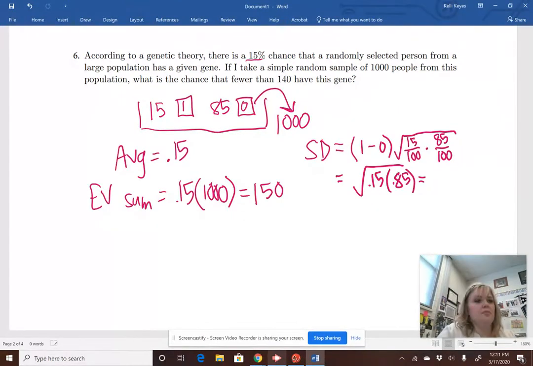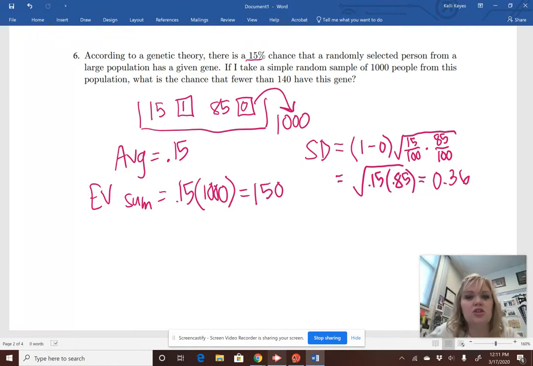Should be probably like 0.3 or 0.4 is my guess. Let's see. 0.36, I guess, if we round. Okay, so 0.36 is the SD. So that's a lot faster than putting in 15 ones in a list and 85 zeros and doing menu 411, because that would be crazy. So remember, you can use that shortcut when you have just 2 numbers in your box model or two types of tickets.